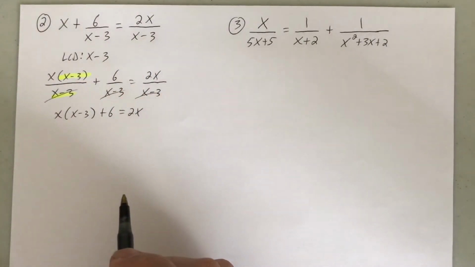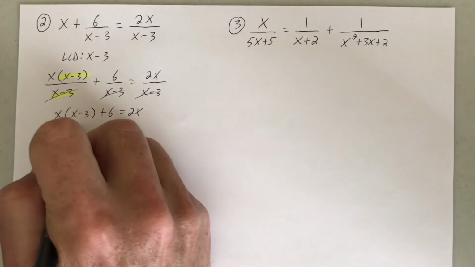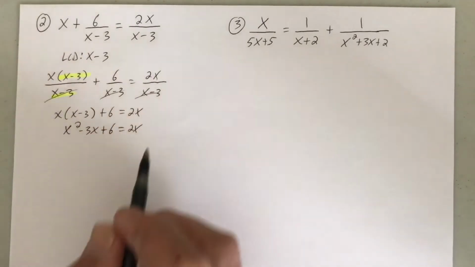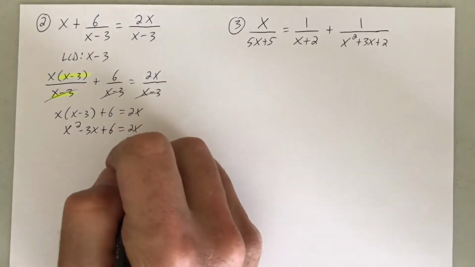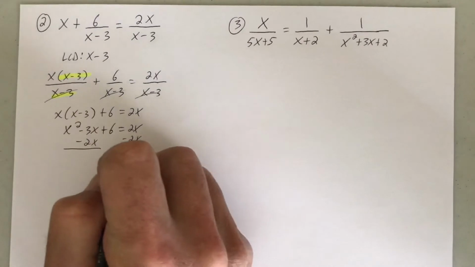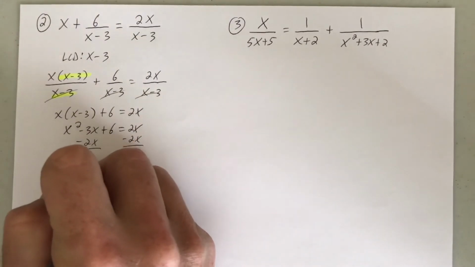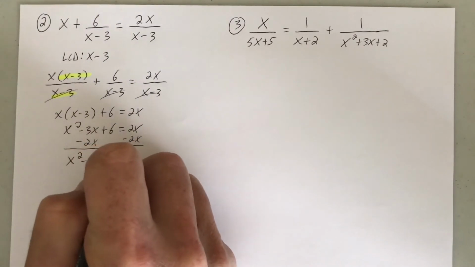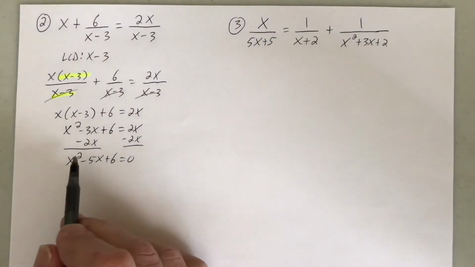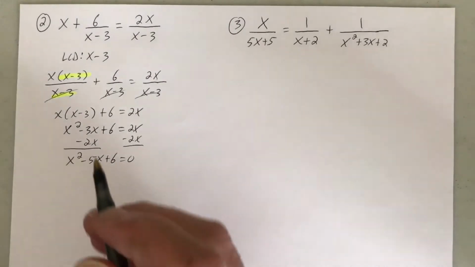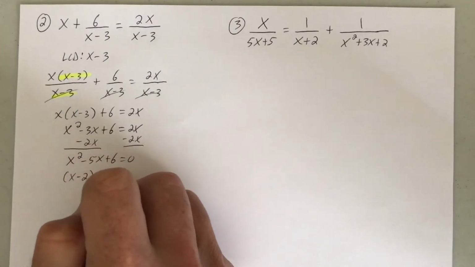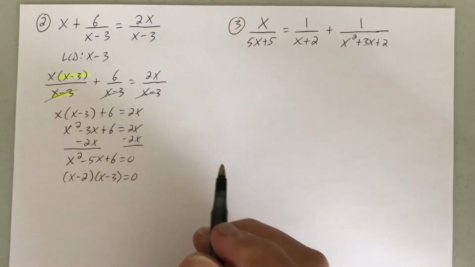And I'm just going to go ahead and solve that. So distributive property, x squared minus 3x plus 6 is equal to 2x. Now I'm going to move this over to here because I already see the trinomial. So subtract that. And that's going to be x squared minus 5x plus 6 is equal to 0. So now I'm going to go ahead and factor this and solve by factoring. So when I factor it, I get x minus 2 times x minus 3 is equal to 0.